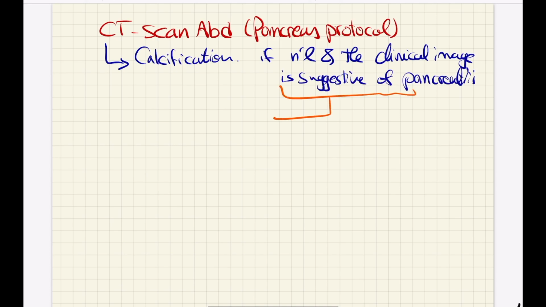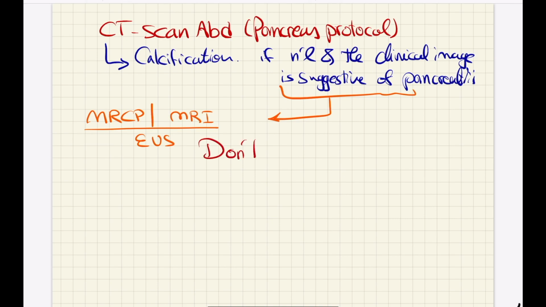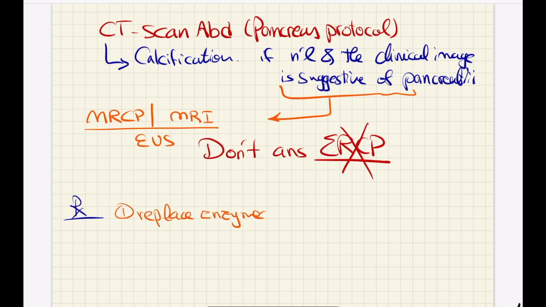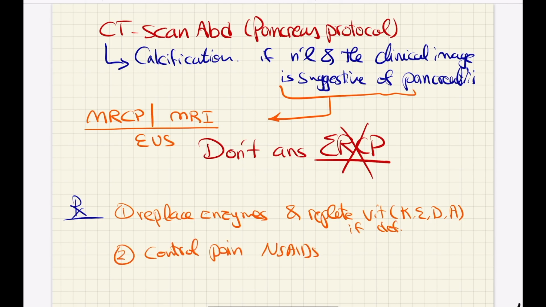So in case we have a typical picture but the CT scan is negative, then we do MRCP or MRI or endoscopic ultrasound to confirm the diagnosis. Don't be fooled and never answer ERCP to diagnose chronic pancreatitis. It's the wrong answer. You don't do ERCP, you do MRCP, MRI, EUS. For the treatment, you have to replace the enzymes and replete the vitamins in case of any deficiencies. Then you have to control the pain. And remember, you should give insulin in case of diabetes mellitus.